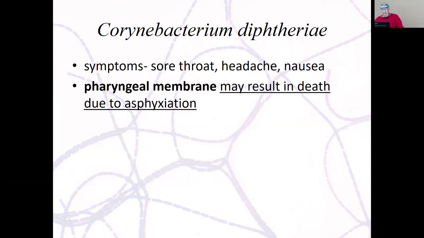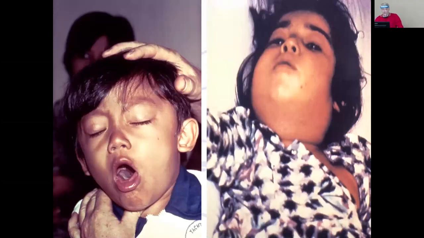Symptoms: sore throat, headache, and nausea. The pharyngeal membrane may result in death due to asphyxiation. The pharyngeal membrane basically cuts off the airflow. So you actually have asphyxiation happening due to diphtheria.